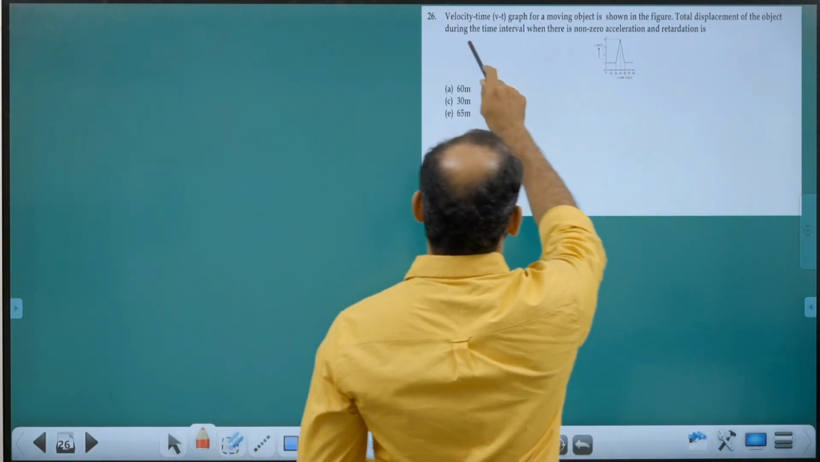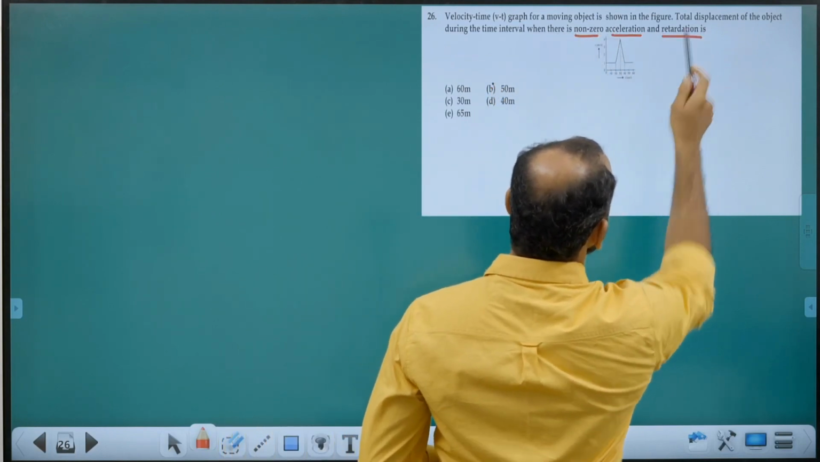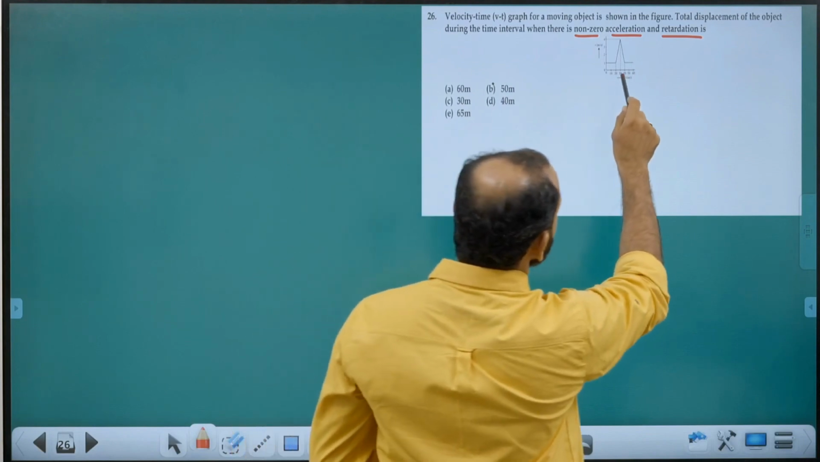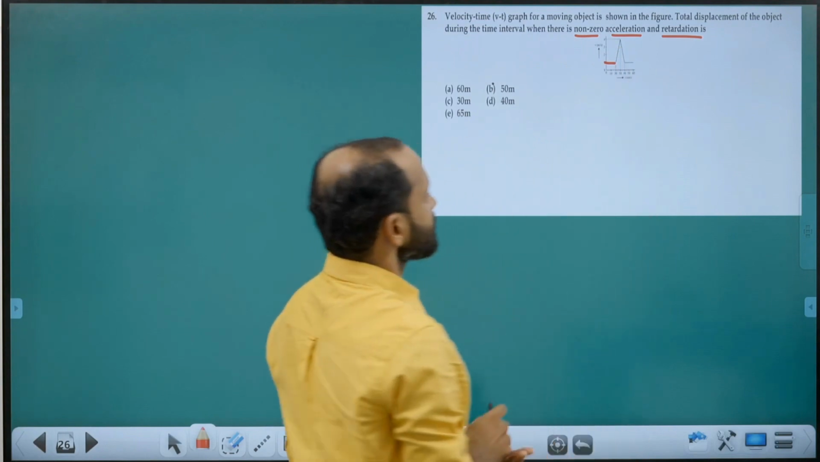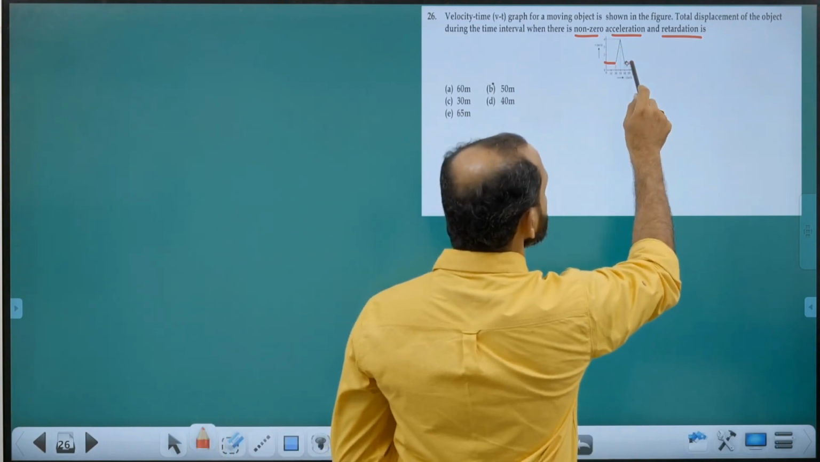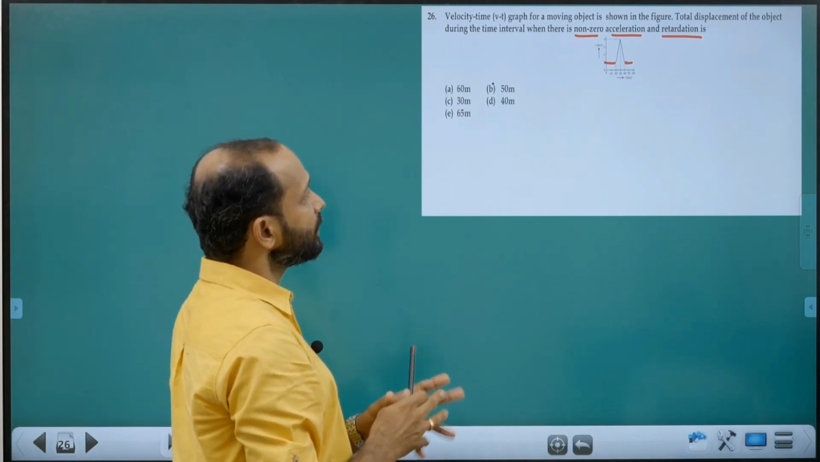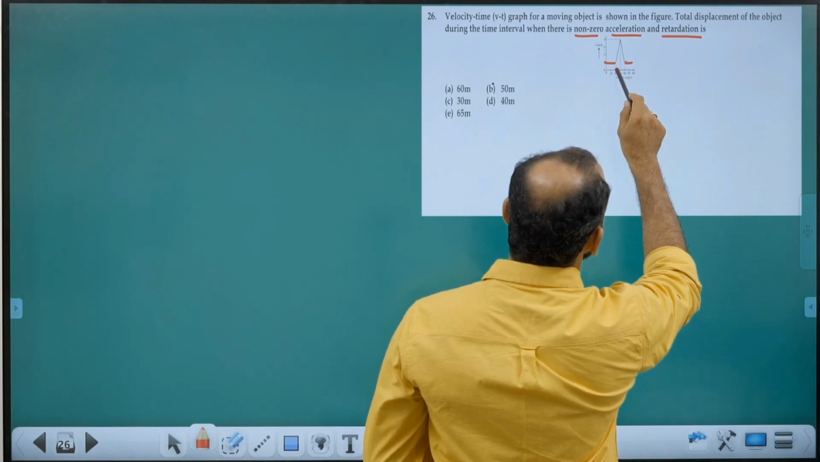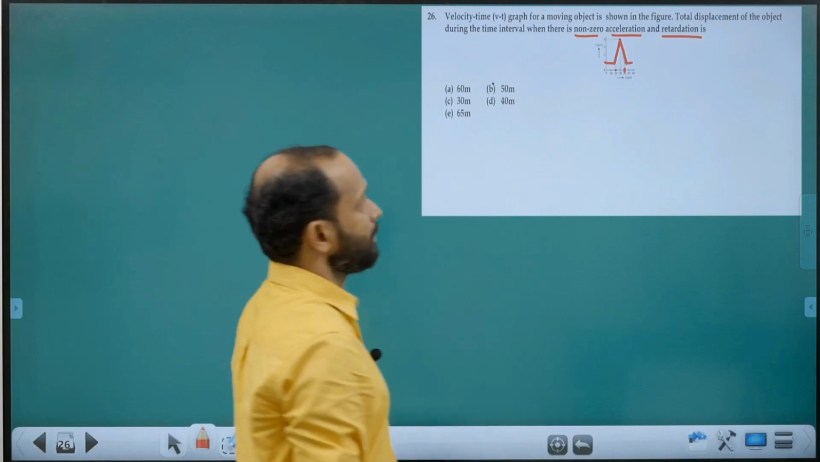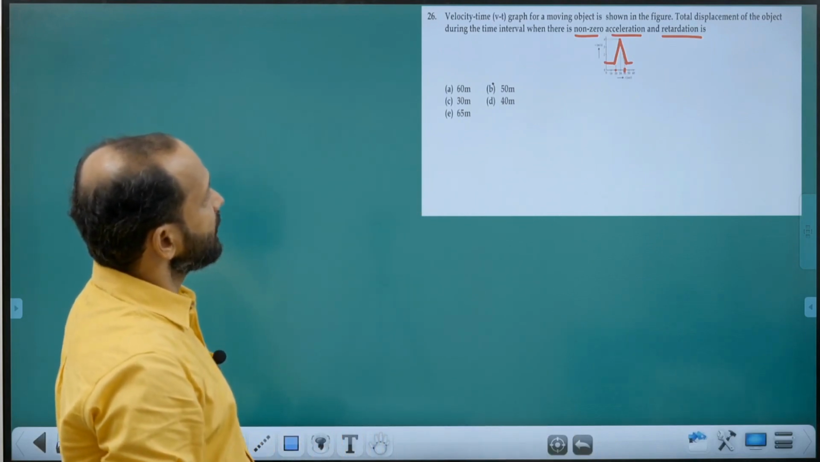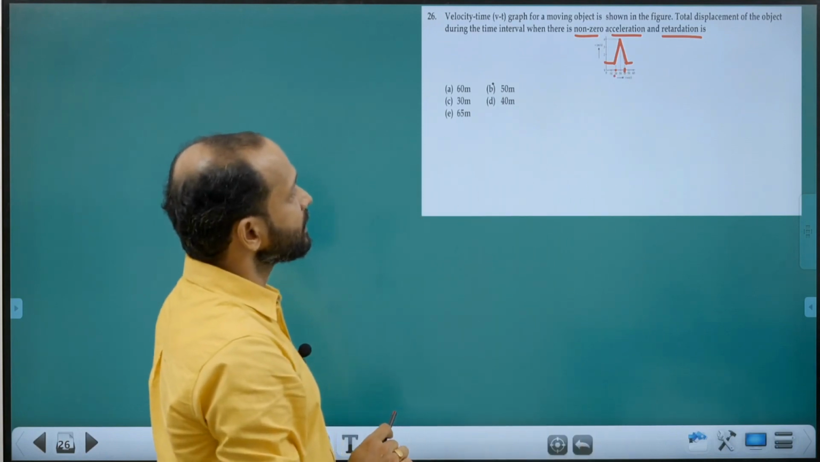Velocity time graph of a moving object is shown in the figure. Find the total displacement of the object during the time interval when there is non-zero acceleration and retardation. From this picture it is clear that from 0 to 20 seconds its velocity is constant, and also from 40 to 60 seconds its velocity is constant. That means acceleration is 0. The object has non-zero acceleration only between the time interval 20 and 40. So between 20 and 40 the graph looks like this, a cap. That time interval is 20 to 40, that is, 20 seconds.